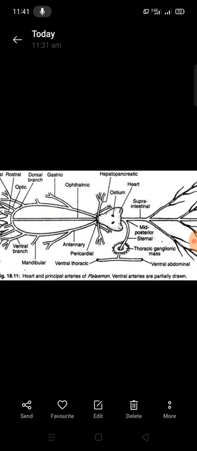And second one is the antennary arteries. A pair of antennary arteries arise from the apex of the heart, one on either side of the ophthalmic artery. Okay, this also is released from the apex part. At the anterior end of the head, each antennary artery divides into 2 branches, namely the dorsal branch and the ventral branch.